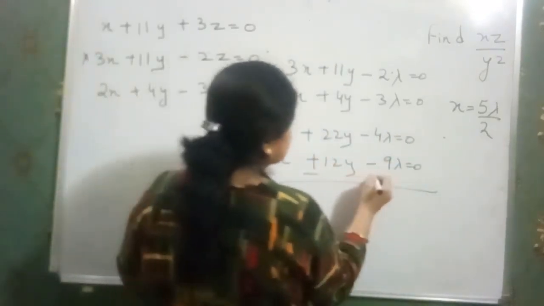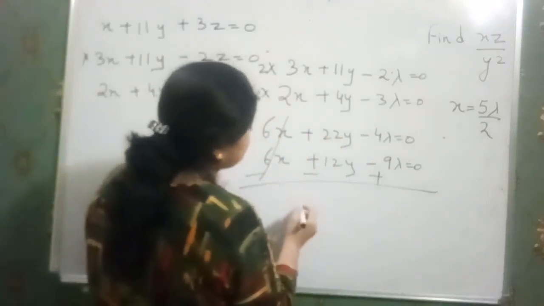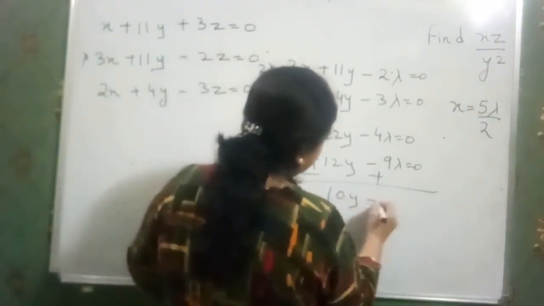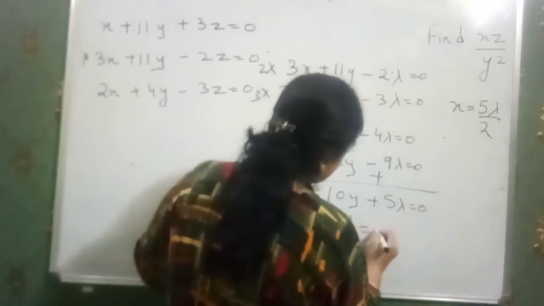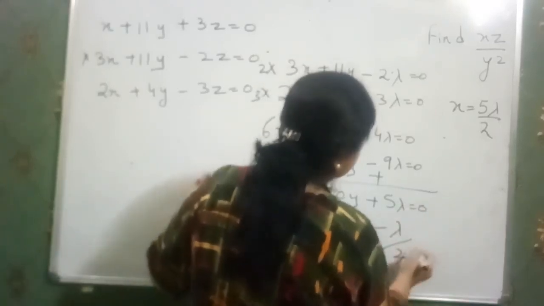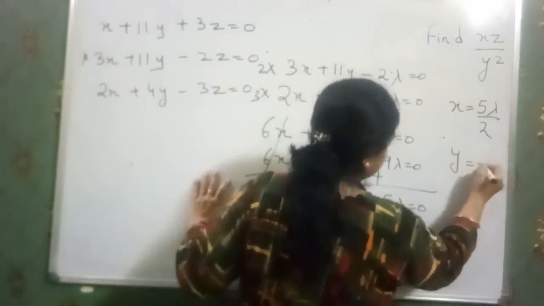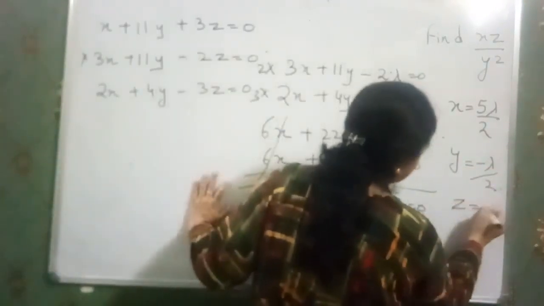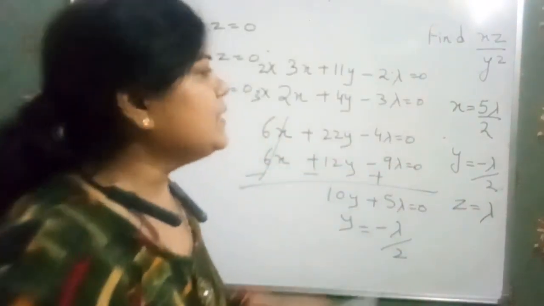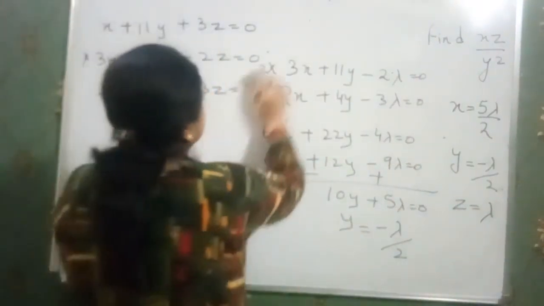Minus and plus get cancelled. We have 10y plus 5 lambda is equal to 0. That means y is equal to minus lambda over 2. So y is equal to minus lambda over 2. And z we have already taken as lambda. Now it's very simple to find the value of xz over y square.